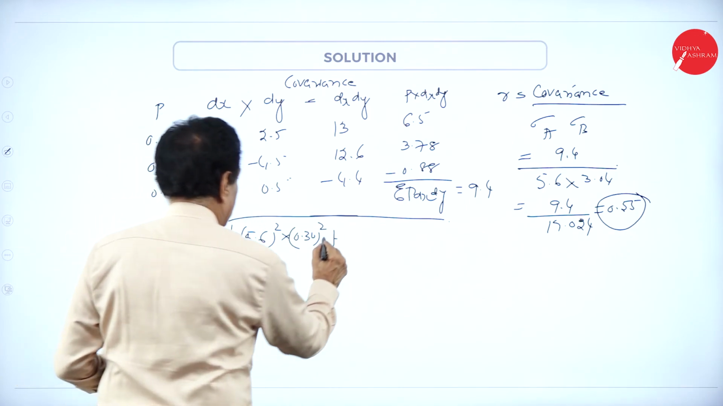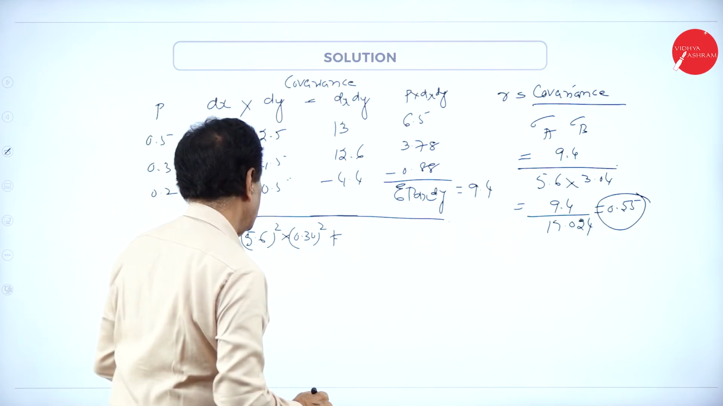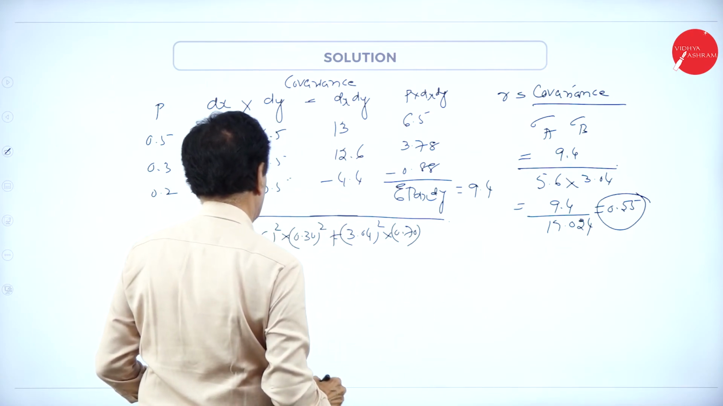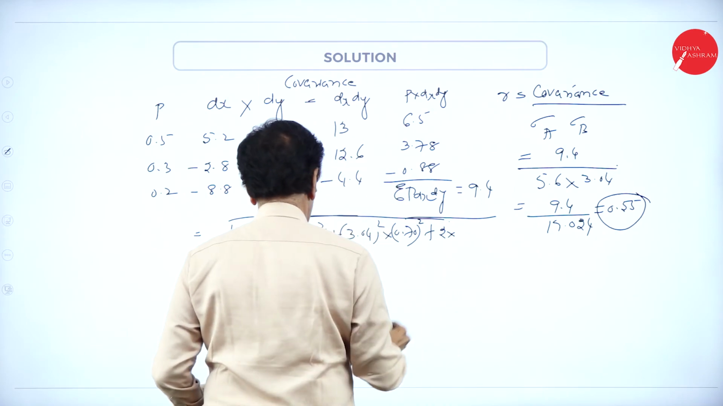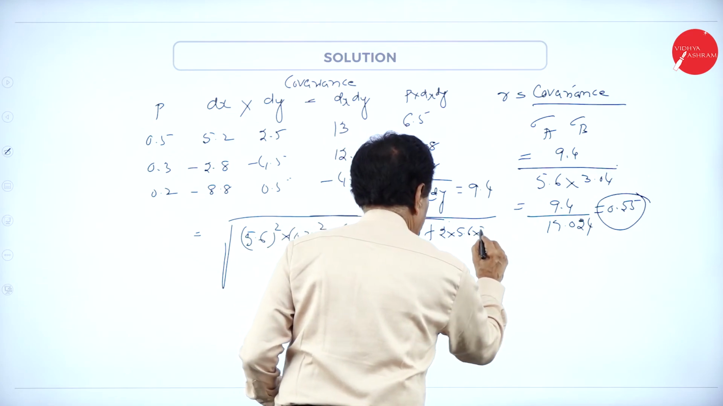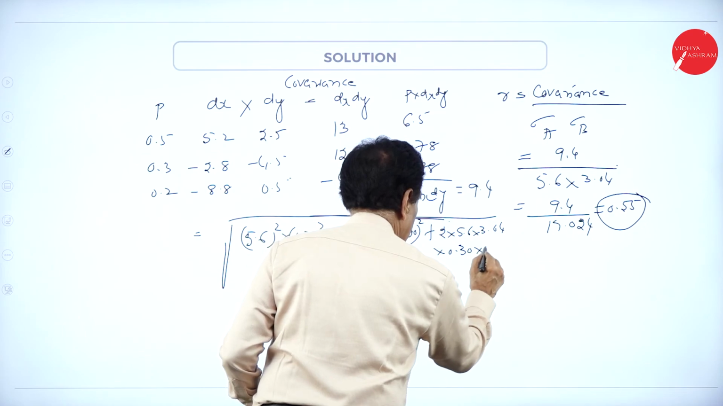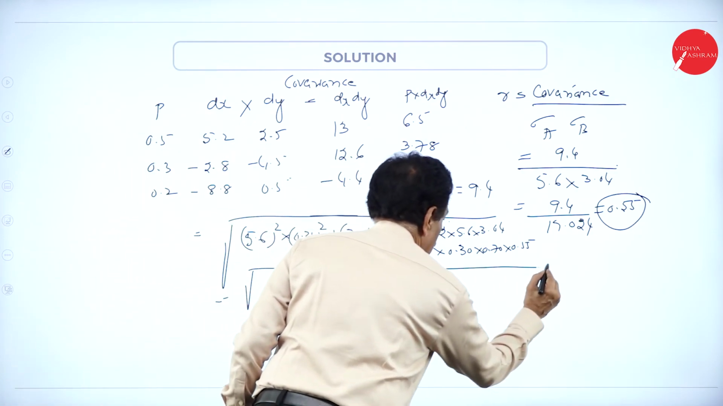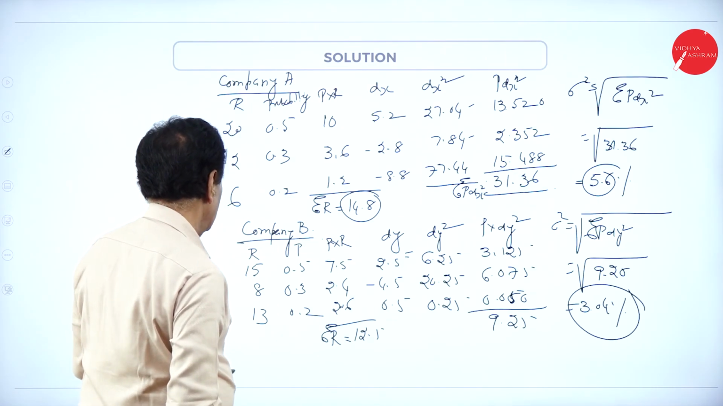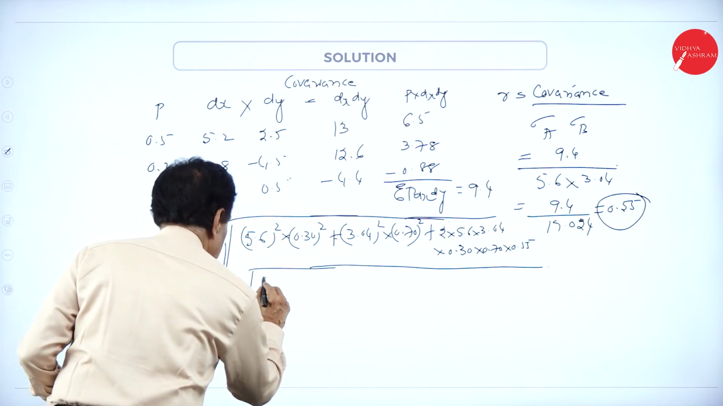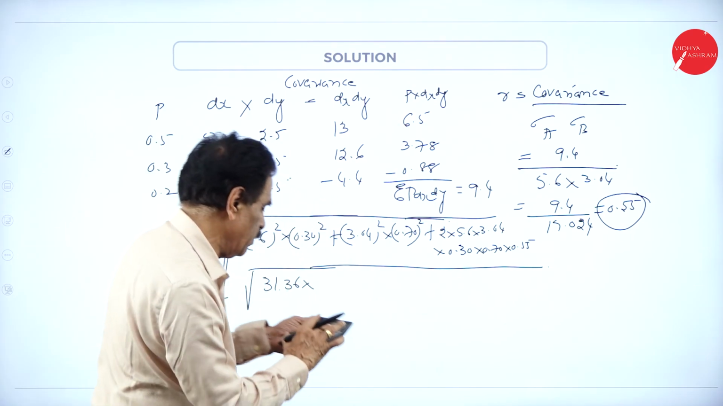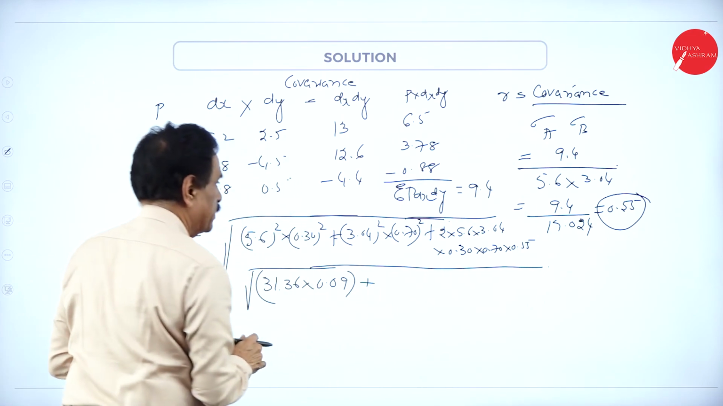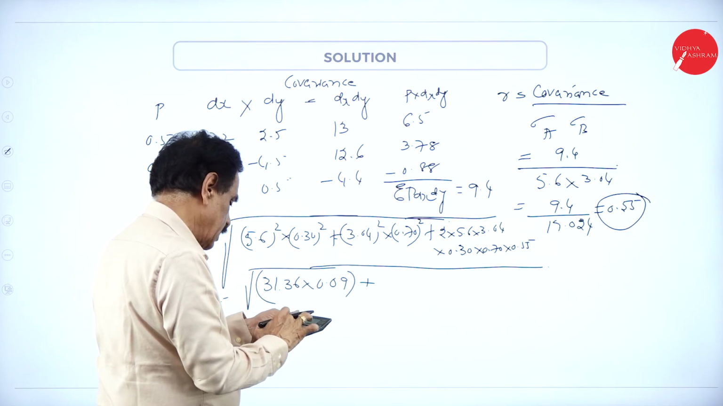Then the second one, 3.04 whole square into 0.70 whole square, plus 2 into 5.6 into 3.04 into 0.30 into 0.70 into 0.55. If we simplify this, 5.6 into 5.6 you have already done, 31.36 into 0.30 into 0.30, 0.09, plus 3.04 into 3.04.